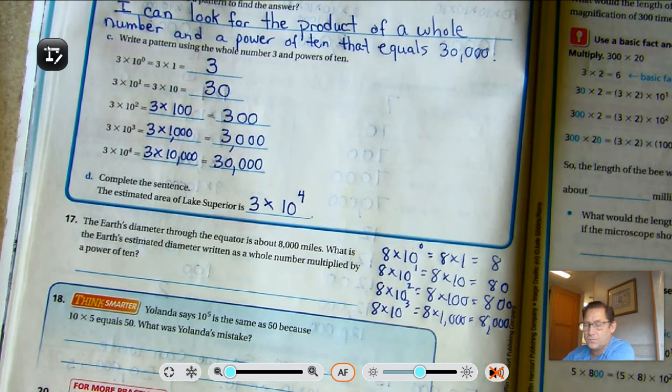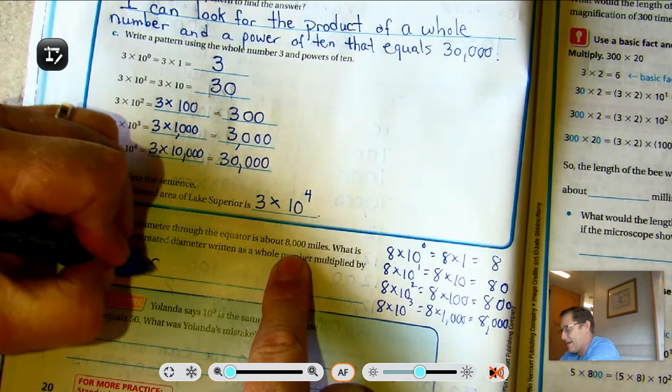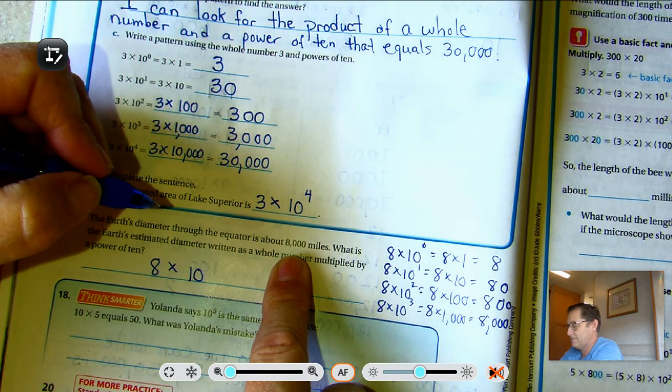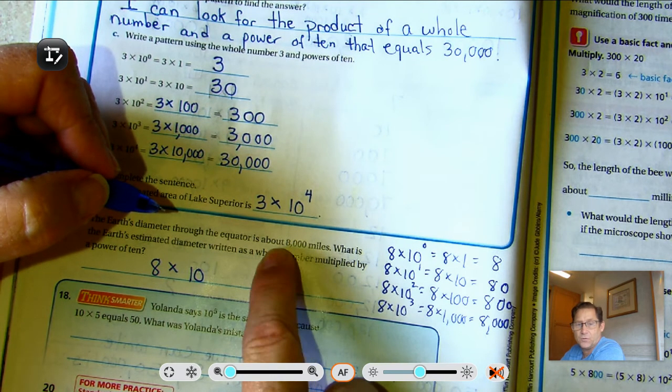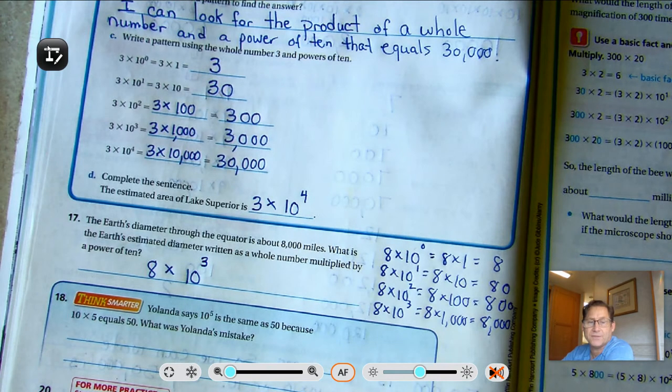But I also know that this number is the same as saying 8 times 10 to the third power, because there's 3 zeros following the whole number. So 8 times the third power of 10.